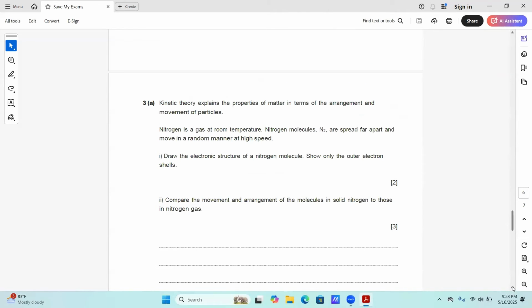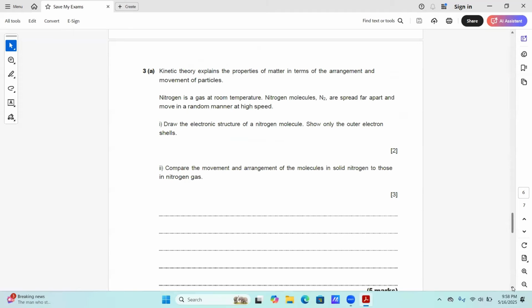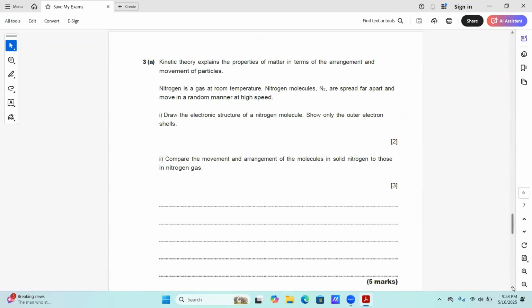Third question. Kinetic theory explains the properties of matter in terms of the arrangement and movement of particles. Nitrogen is a gas at room temperature. Nitrogen molecules N2 are spread far apart and move in a random manner at high speed. Draw the electronic structure of nitrogen molecule. Show only the outer electron shells.